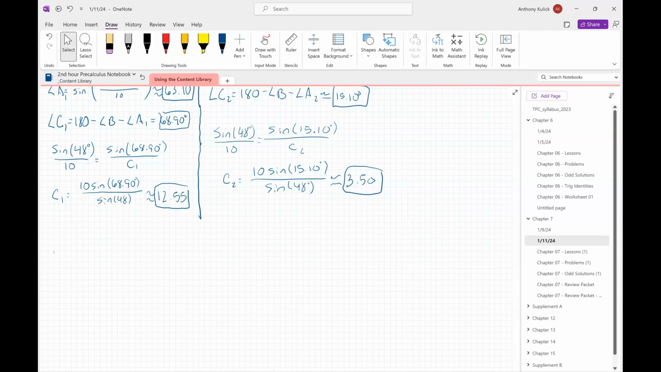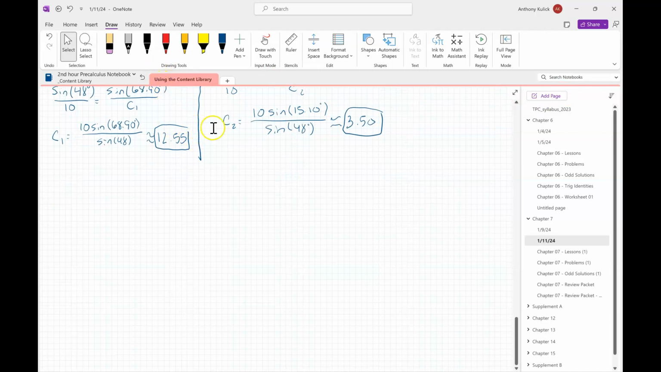Should we do another example of this? Yeah. What do you mean when you say how do you know there's two triangles? You mean in the problem or the picture I just showed you?